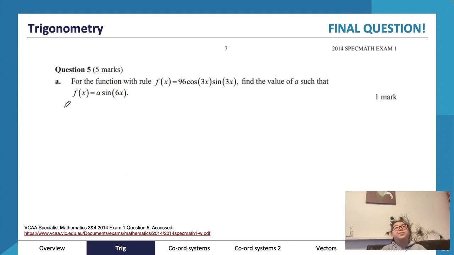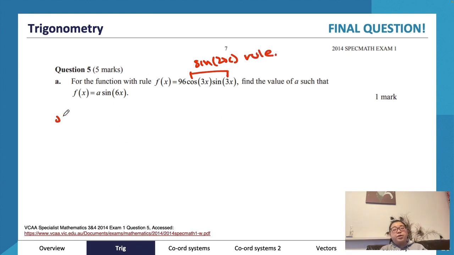Cool. Alright. For the function with the rule f(x) equals 96 cos 3x sine 3x, find the value of a such that f(x) equals a sine 6x. So this one might look a little bit complicated, and it's only worth 1 mark, but it's actually relatively straightforward. So all we need to do here is essentially recognize that this component is just going to be the sine 2x rule.